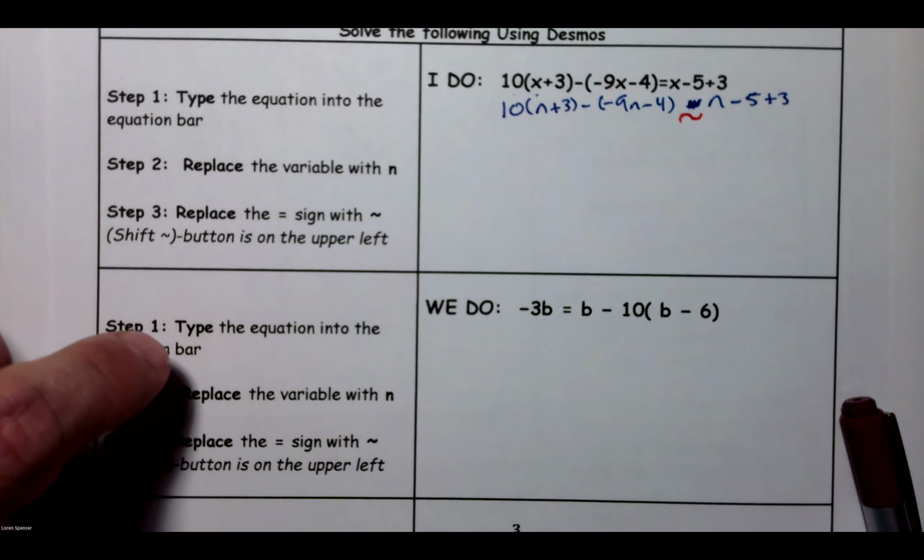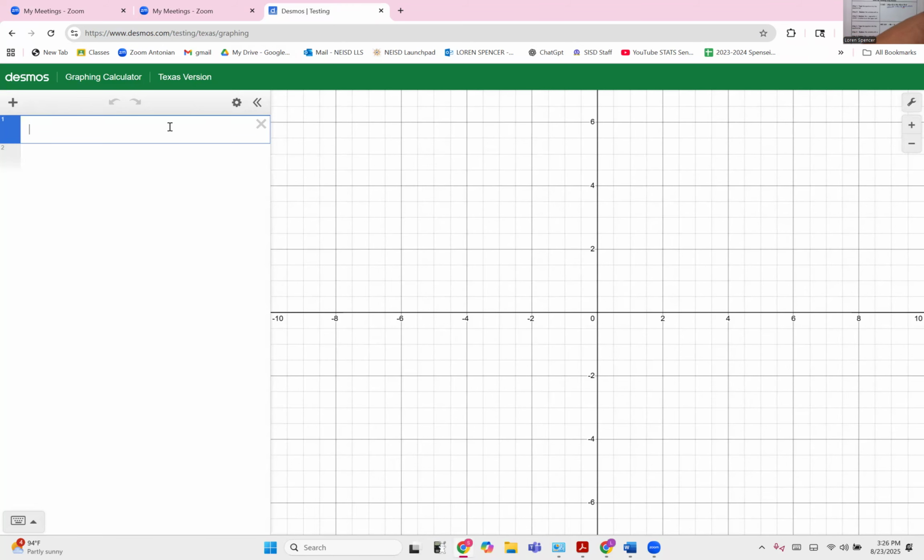Let me switch back and see what happens when we do that, and we're going to share that. And I'm going to go ahead and type into the screen what I had. So 10 parenthesis n plus 3, close the parenthesis, minus parenthesis, negative 9n minus 4. Can't use the equal sign, so I'm going to press the shift and the tilde, which is right under the escape key. Then n minus 5 plus 3.